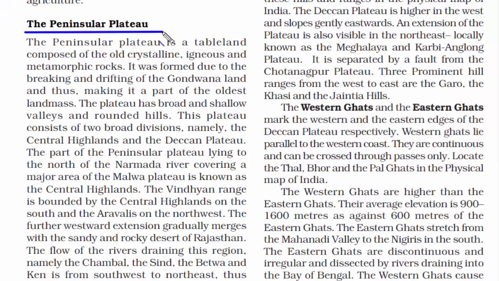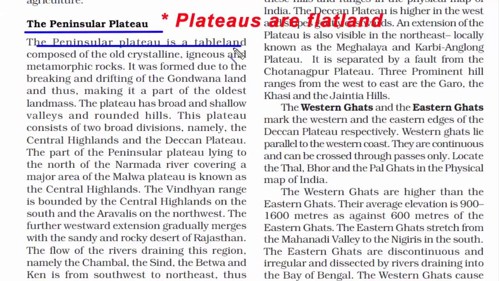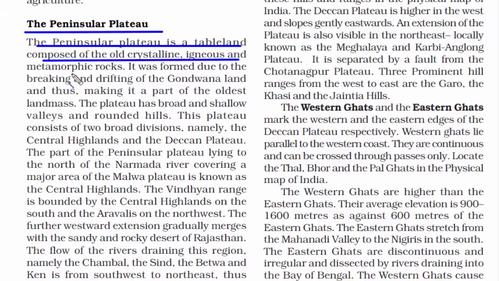The third feature is the Peninsular Plateau. The Peninsular Plateau is a tableland, means flat land. Plateaus are flat land. Now it is composed of old crystalline, igneous and metamorphic rocks. The Peninsular Plateau is the oldest land block of a country. It was part of Gondwana land.